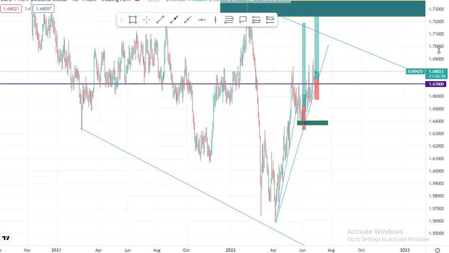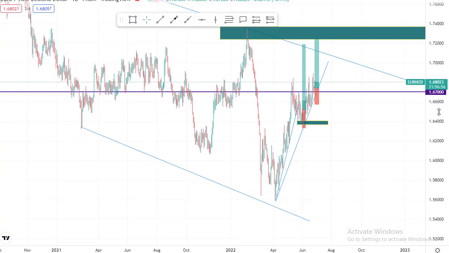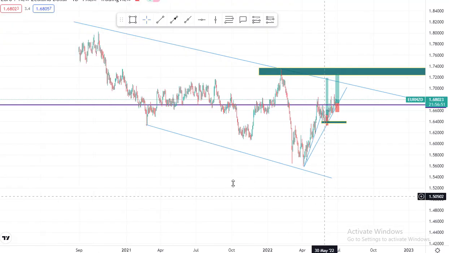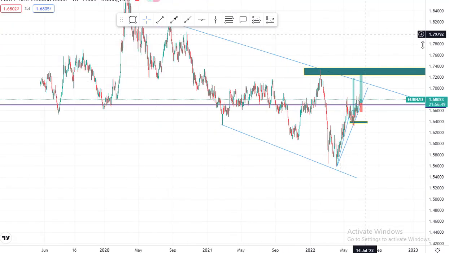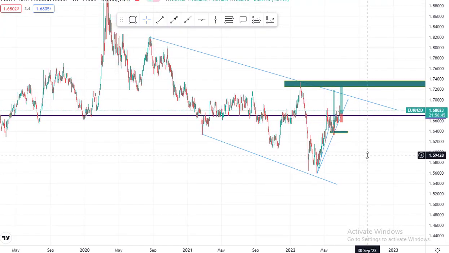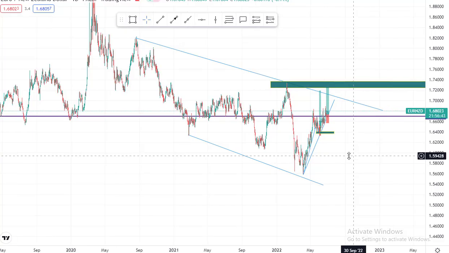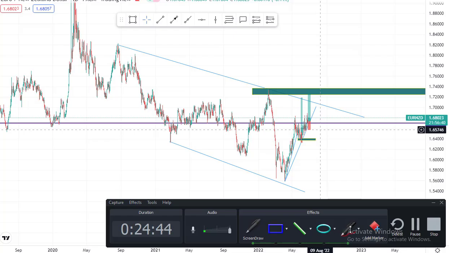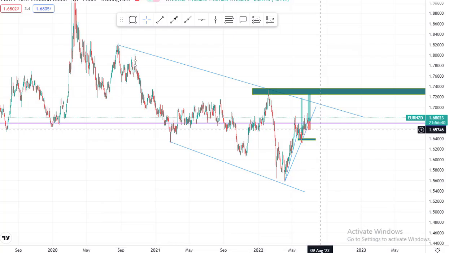So basically this is the analysis on the daily time frame, which you can see here. However, if you look at the overall trend, the trend has been very bearish on the weekly and daily time frame. All right, which you can see this trend line here.